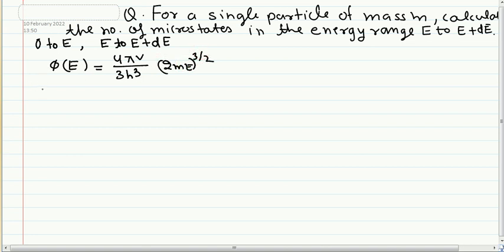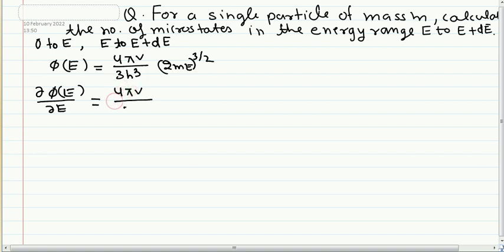Now here it is asking del phi over del E, within the range E to E plus dE, means within the range del E. So now we have to calculate del phi E upon del E. So let us calculate this and tell me the answer. Calculate this in your copy and tell me what will come. Everyone do it in your own copy. It is easy differentiation.